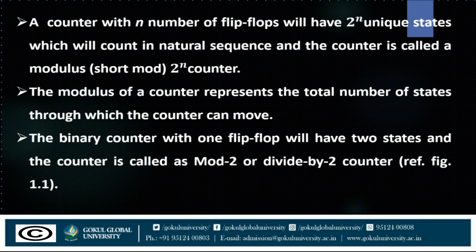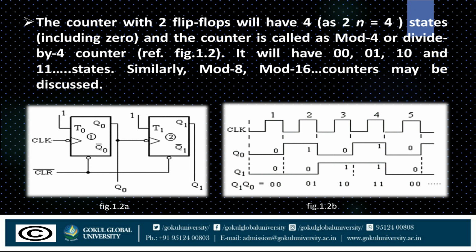The binary counter with one flip-flop will have two states, and the counter is called a mod 2 or divide by 2 counter. Reference figure 1.1. The counter with two flip-flops will have four states, including 0, and the counter is called a mod 4 or divide by 4 counter. Reference figure 1.2. Here you see the series T flip-flops. It will have 00, 01, 10 and 11 states. Similarly, mod 8 and mod 16 counters may be discussed.